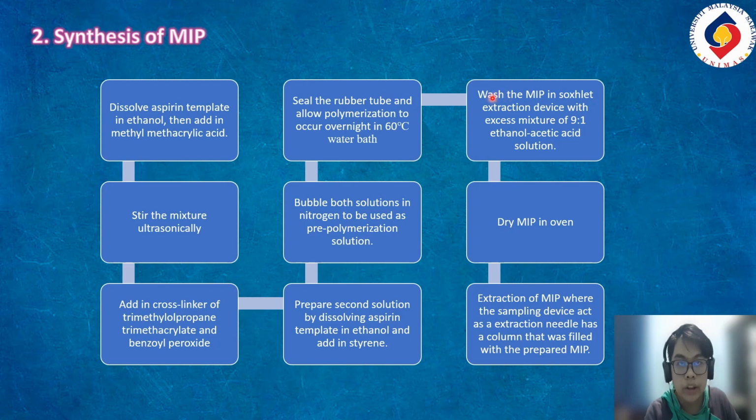After the polymerization has been done, the MIP will be washed in a Soxhlet extraction device with a mixture of 9:1 ethanol acetic acid solution. Next, MIP will be dried in the oven.